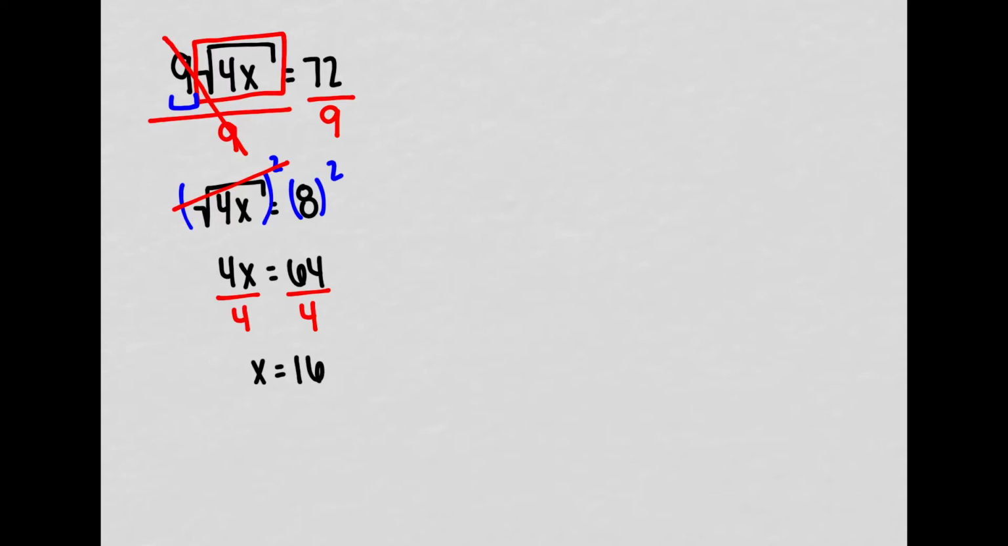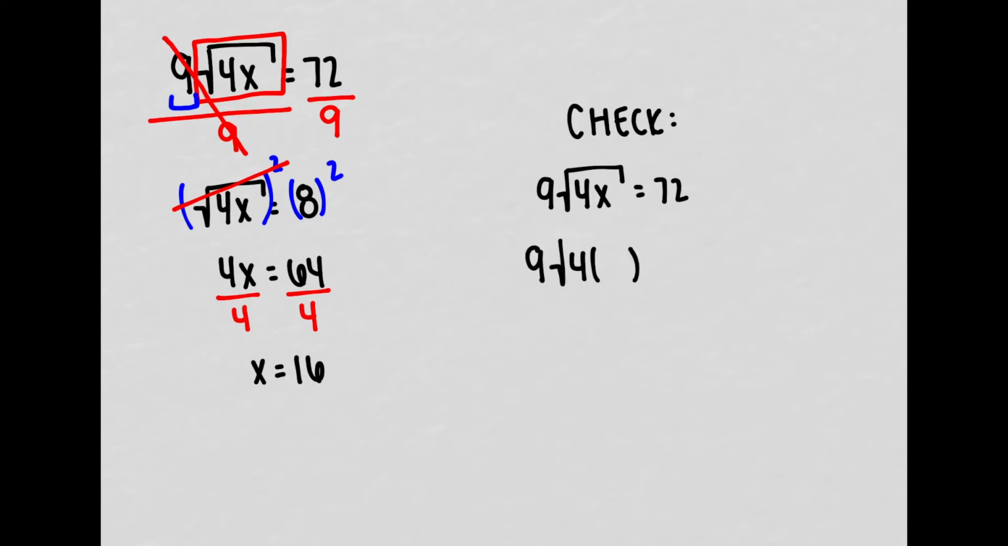We have to plug it in. We have to check the answer we got. So I'm going to be plugging it into that original of 9 square root of 4x is equal to 72. When I do that, I have 9 square root of 4, and instead of x, we're plugging in what we just found x to be, which is 16.